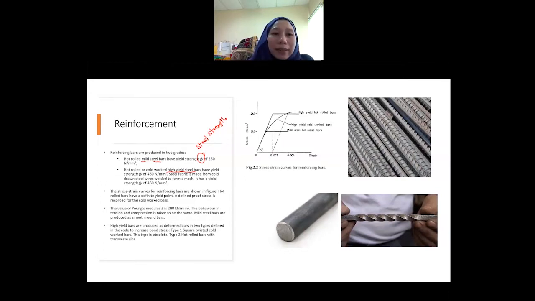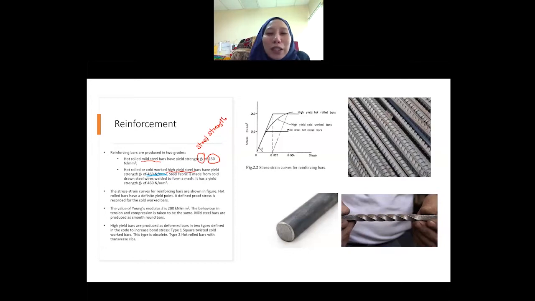For mild steel, FY is 250. For high yield steel, you know, mild steel is like mild and high yield steel is like the other type that is stronger. The strength is 460. So high yield steel 460, mild steel 250. This you must memorise.